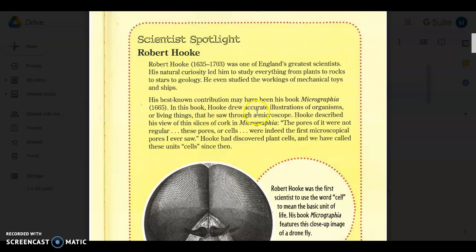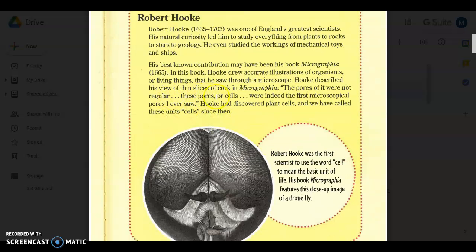In this book, Hooke drew accurate illustrations of organisms, or living things, that he saw through a microscope. Hooke described his view of thin slices of cork in Micrographia. The pores of it were not regular. These pores, or cells, were indeed the first microscopical pores I ever saw. Hooke had discovered plant cells, and we have called these units cells since then.